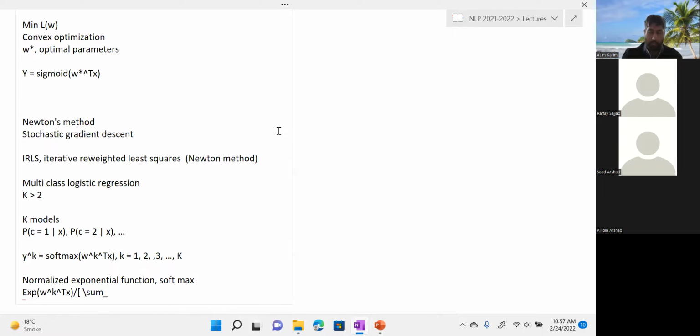K दे देते हैं, K notation सही नहीं, J कर देते हैं इसको. So exp w j, so the sum of all those exponents. So that's why I said it's called normalized exponent. ऊपर एक exponent है for the kth parameter for the kth model, और नीचे सारे exponents का sum है. ठीक है. So this is the softmax function.